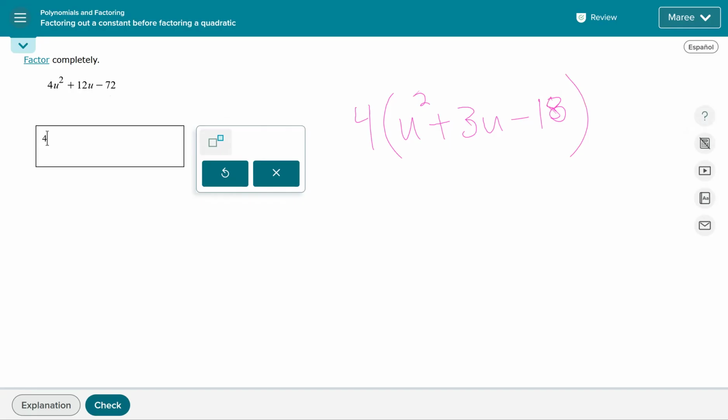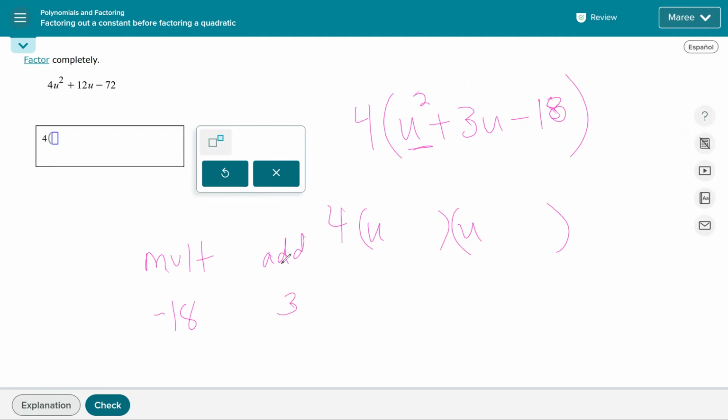And then we're going to have 2 sets of parentheses. So we have 4, 2 sets of parentheses. We take that first term in our quadratic and we take the square root of it. So it'll be something squared. In this case, it's u squared. So we put u and u. Then to factor the rest of it, we look at the negative 18. We want 2 numbers that multiply to get negative 18, but we'll add to get 3.